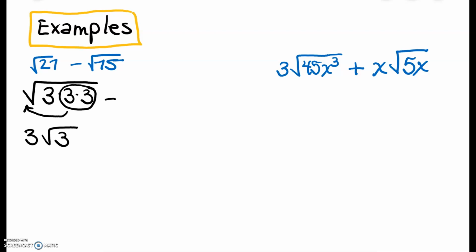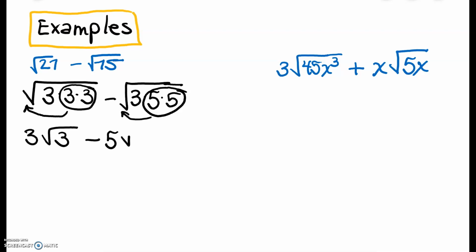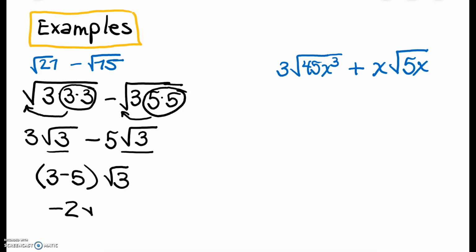The square root of 75 is 3 times 25, and I know that 25 is 5 times 5. I have a group of 2 5s, which I'm going to pull out of my square root because I'm looking for groups of 2. So I end up with 5 square root of 3. And now you can see that I have two like radicals. So I will subtract the numbers that are in front of them to get negative 2 radical 3 as my answer.